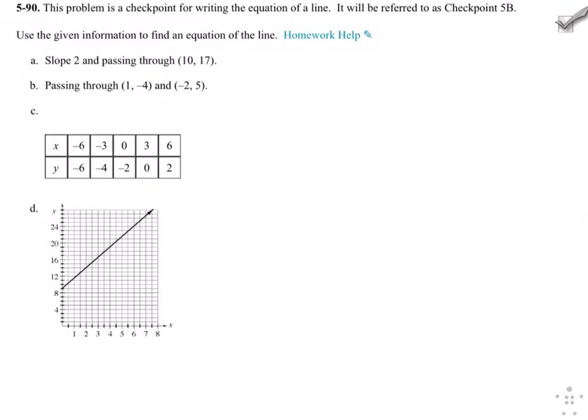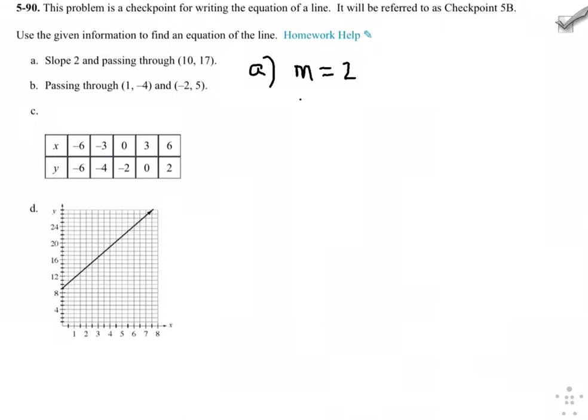Okay, so by now, this is a checkpoint, right? You're supposed to be able to get equations of lines given different information. So let's do them. For A, we have the slope, m is 2, and we have a point (10, 17), which is x and y.